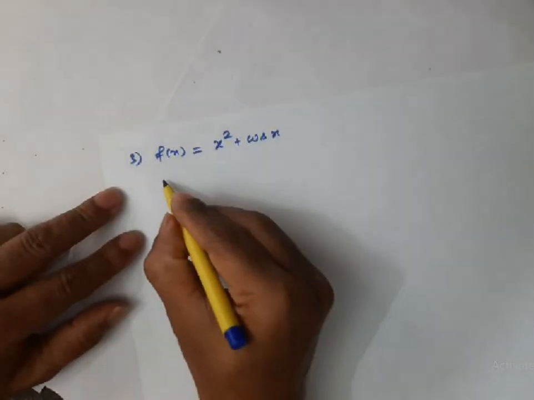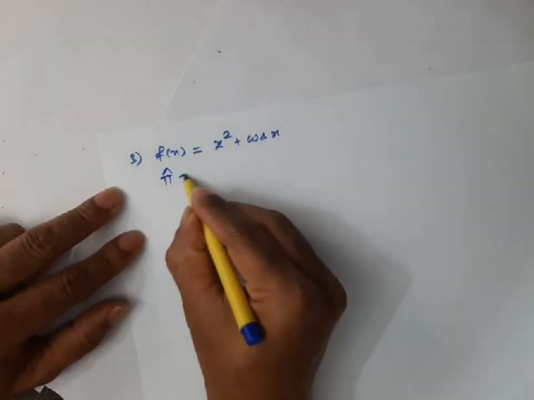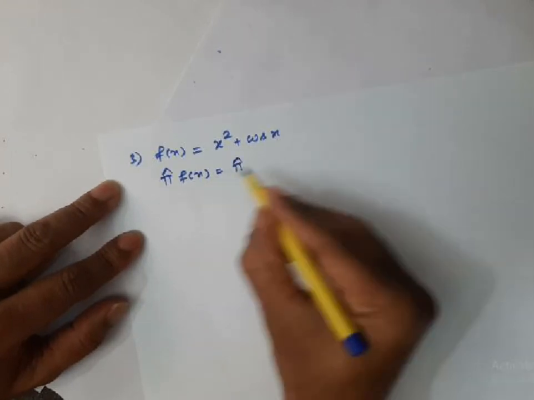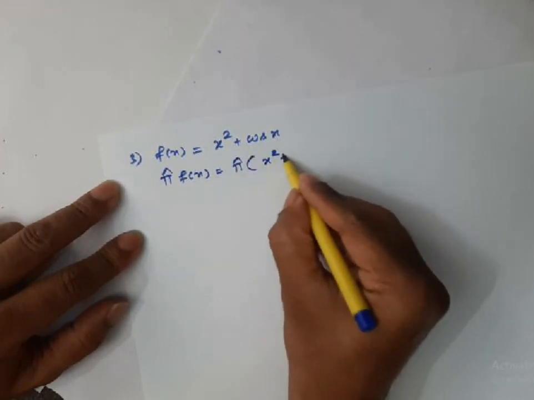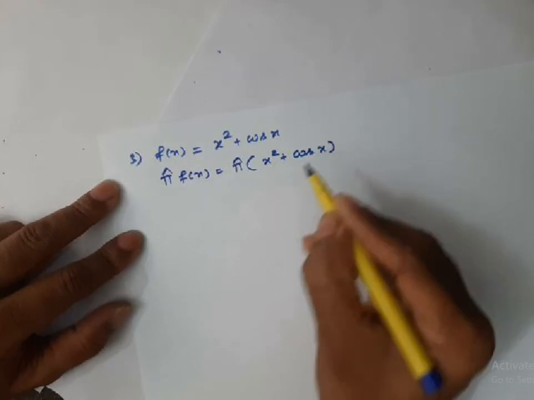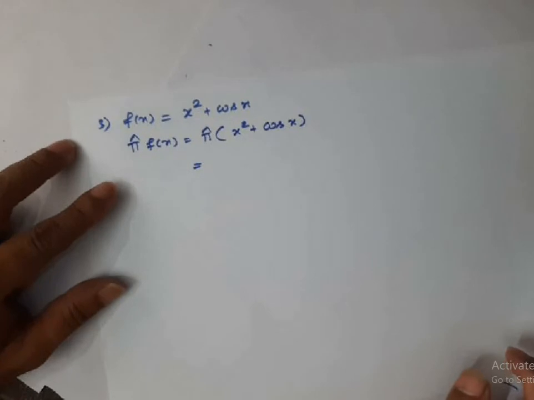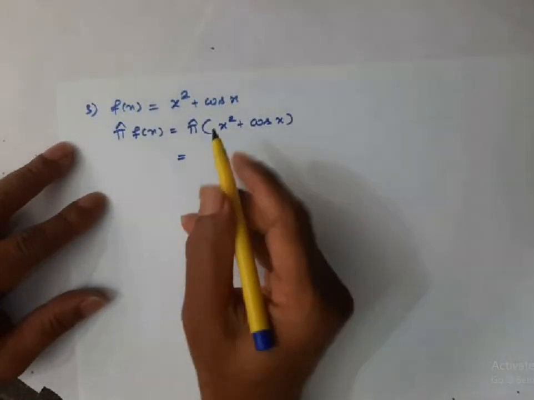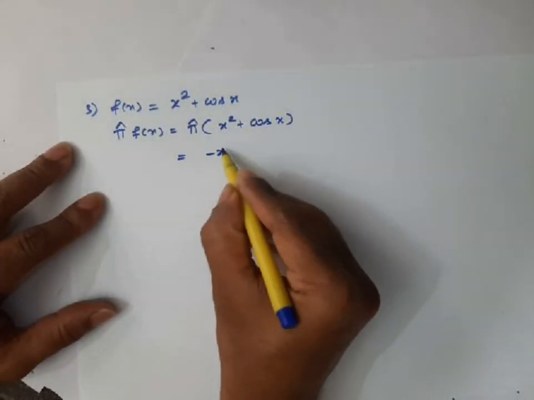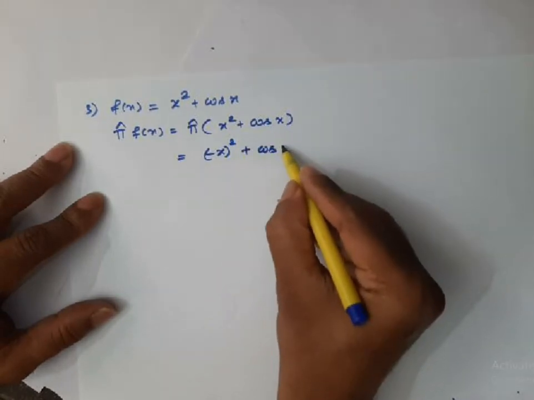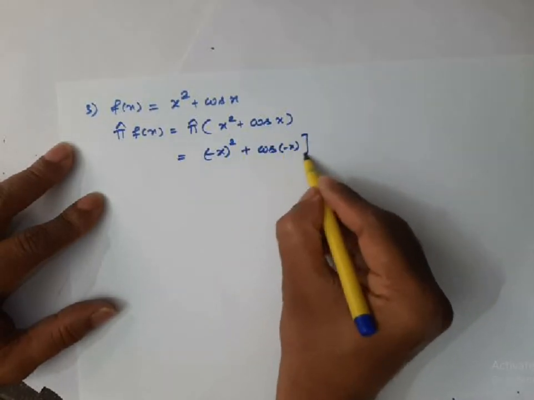Just apply the parity operator on the function f of x. I am going to apply the parity operator on the function x square plus cos x. Applying the parity operator is nothing but changing the sign of the coordinate. So let me change the sign: in the place of x I'll put minus x, square, plus cos of minus x.